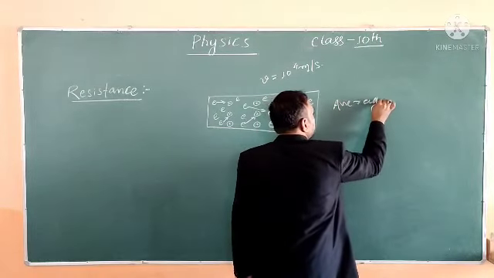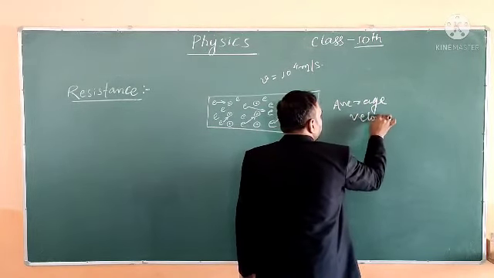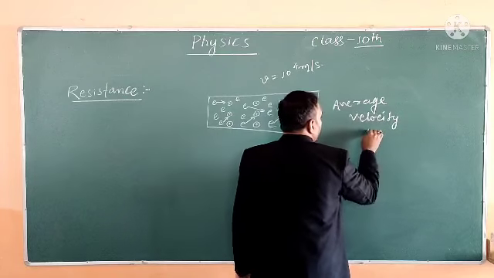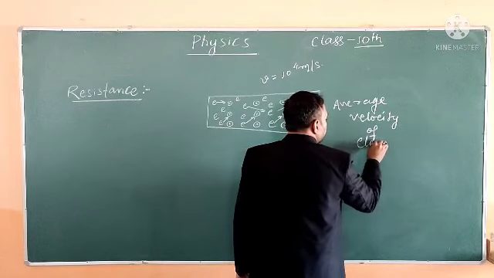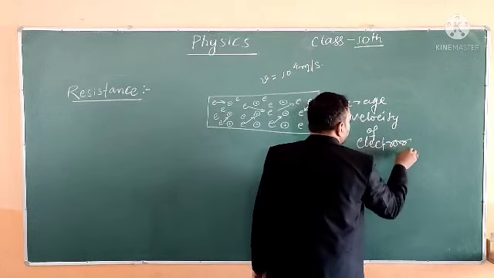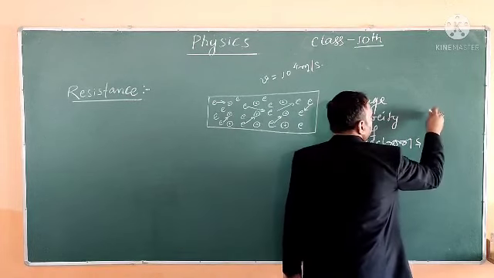Average velocity of electrons becomes zero.